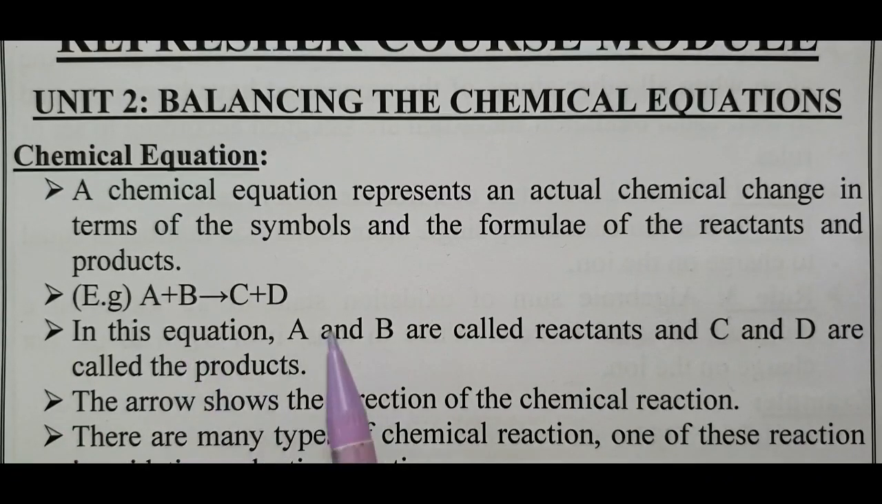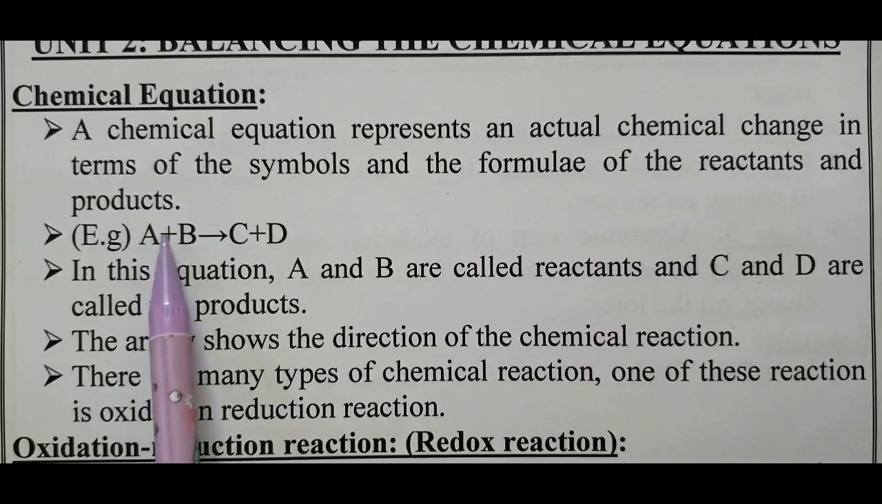In this equation, A and B are called reactants and C and D are called the products. The arrow mark shows the direction of chemical reaction. That means all the reactants are completely converted into product. There are many types of chemical reaction. One of these reactions is the oxidation reduction reaction.